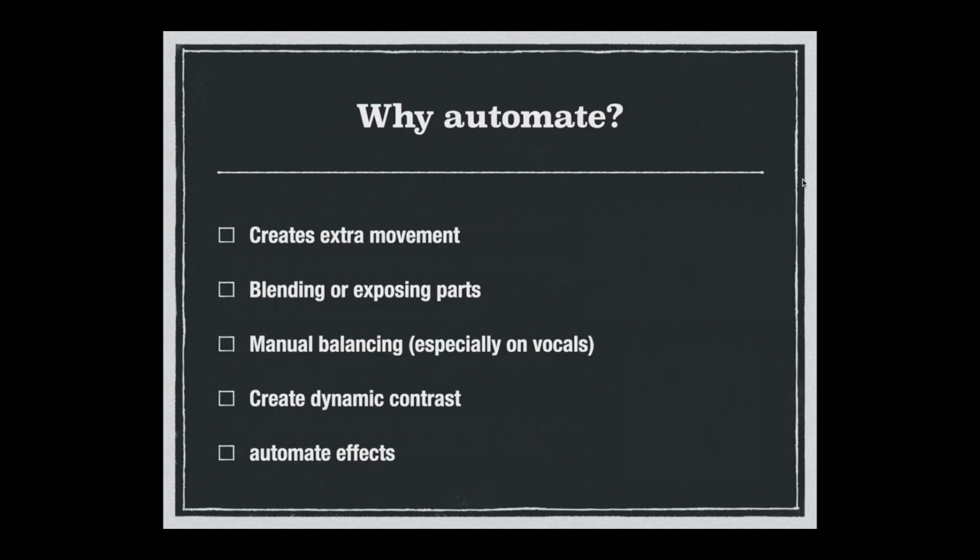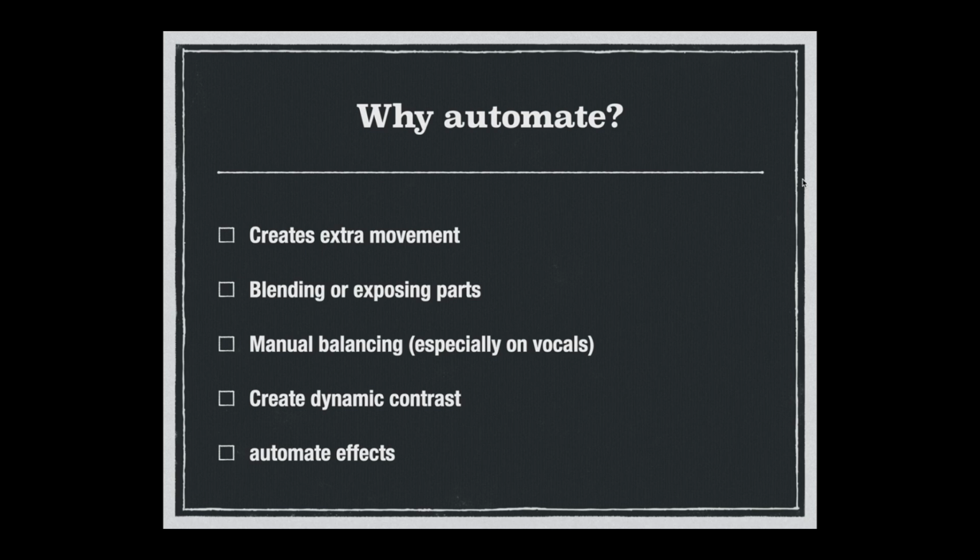So why automate? Again, it creates movement. It creates an expanded dynamic range. You can use automation to blend parts, maybe backing vocals. You can automate the different parts to blend together, or exposing parts, say in a guitar solo. If you want that more on top, you can automate the volume of that guitar solo up during the solo, bring it back down afterwards. And once you do this, write in these automation points, the next time the computer plays back the composition, it will automatically adjust to what you had done previously.